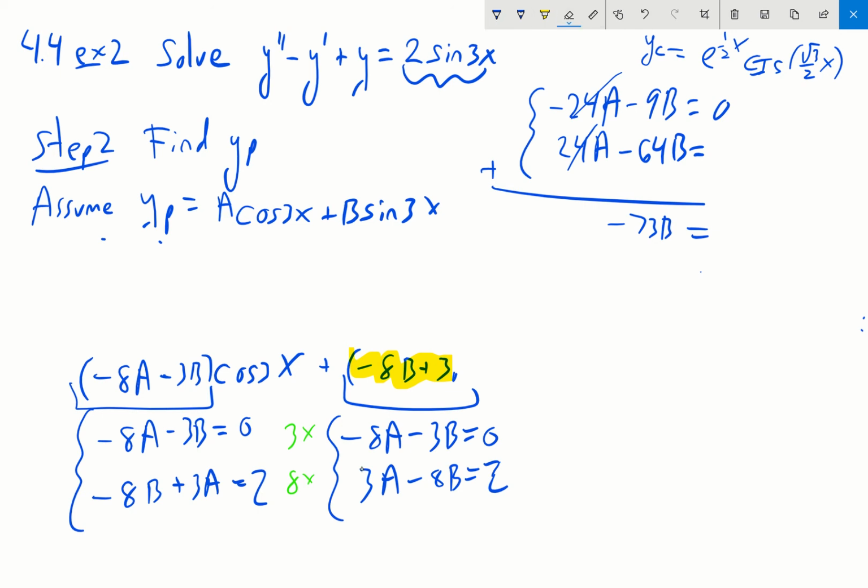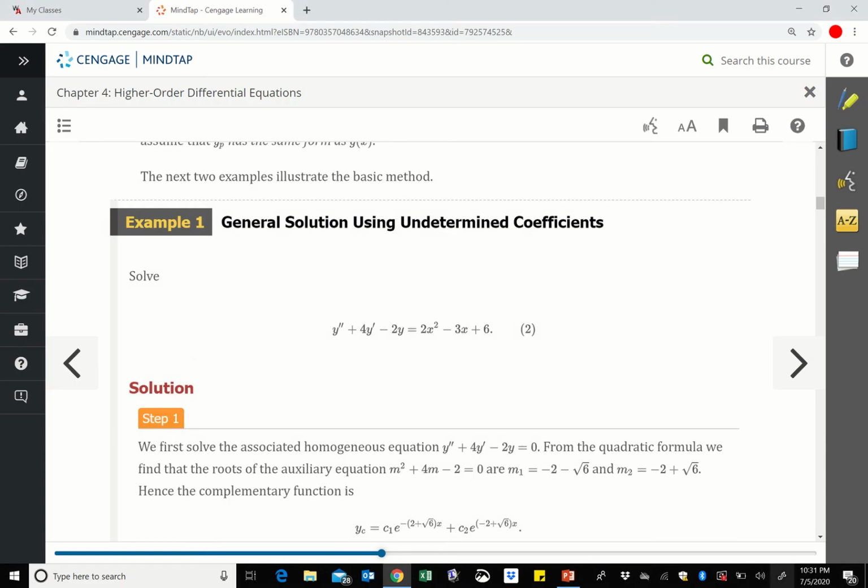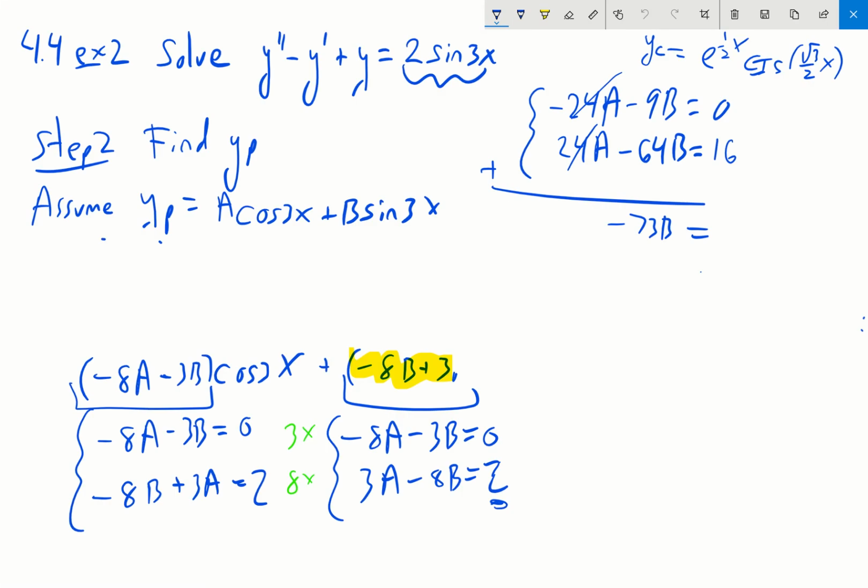I made a huge mistake here. What is 2 times 18? Well, 2 times 18, that should be 16, so that when I add the two together, zero plus 16 will give us 16. We've now effectively eliminated the a variable. We can solve for b by simply dividing both sides by negative 73, and we get everybody's favorite fraction, I'm sure, b equals negative 16/73.